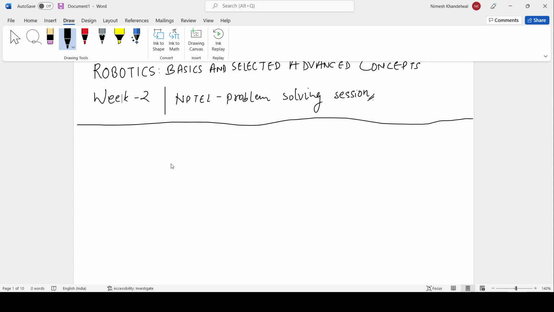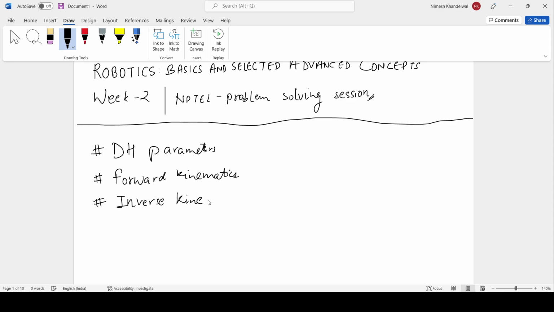So the topics that were covered in this week were related to robotics and mathematics. I will touch upon mainly three topics. One is the DH parameters. The other is forward kinematics, and the last topic that I'll be touching on is inverse kinematics.